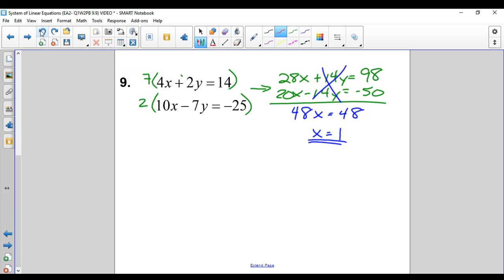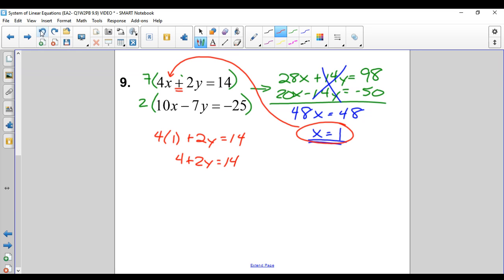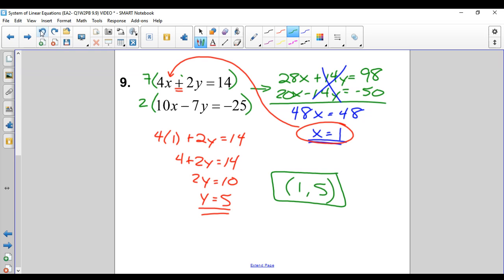I'm going to take that x equals 1 and plug it into either of the two. I like to deal with the original equations. So I'm going to go ahead and plug it into the first equation because this is positive. So I'm going to go 4 times 1, just 4. Write what you need to there. Get 2y equals 10. Once you subtract 4 from both sides, y equals 5. And our solution set is 1, 5 as an ordered pair.